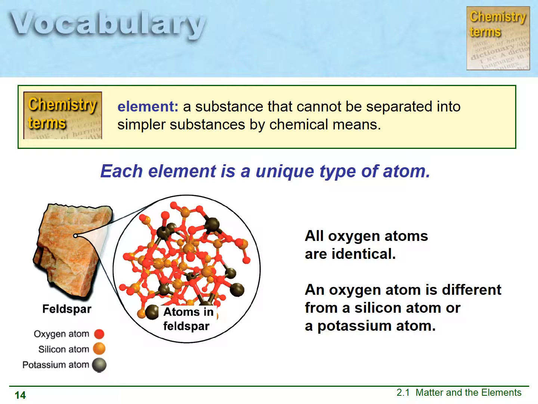Each individual element is a unique type of atom. An element is a substance that cannot be separated into simpler substances by chemical means. All oxygen atoms are the same as each other, but oxygen atoms are different from other element atoms like silicon or potassium.